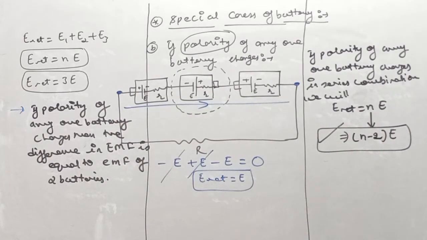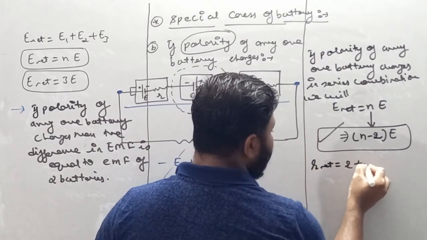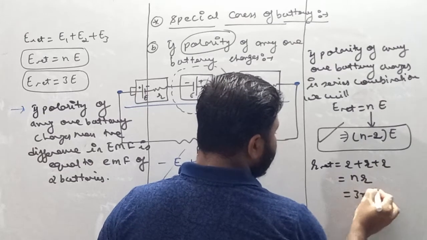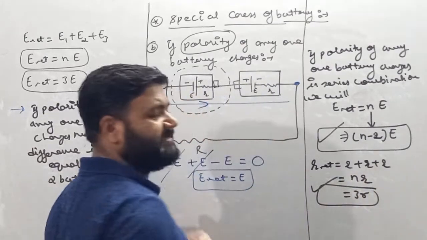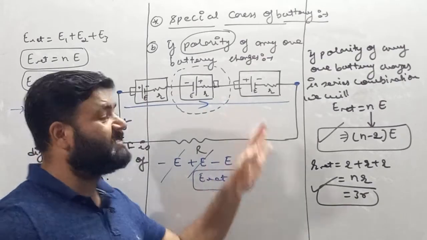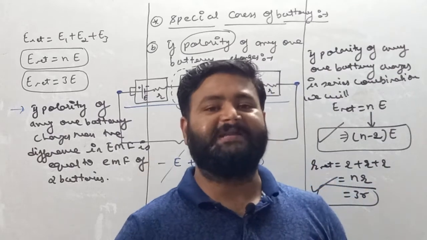But see, internal resistance cannot change. Internal resistance remains the same. Right now the internal resistance is still the same, R plus R plus R, or we can say NR, which is equal to 3R. So remember this thing, a very important concept, my dear student. So this is all about the special case in series combination.